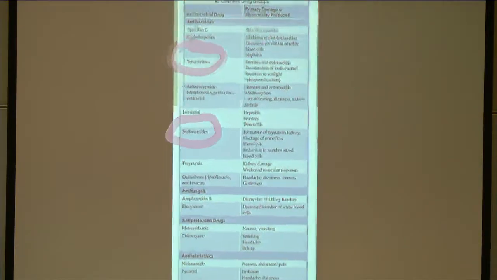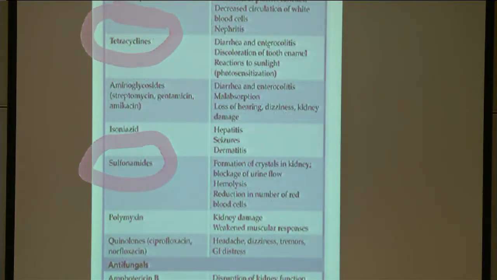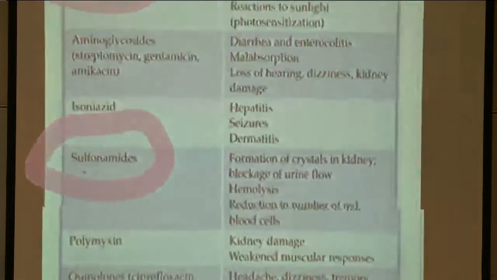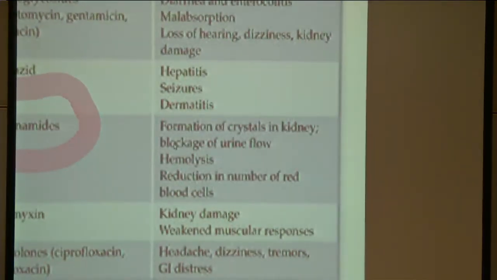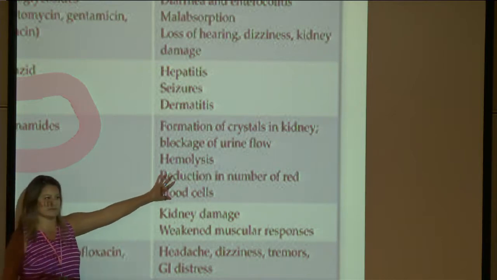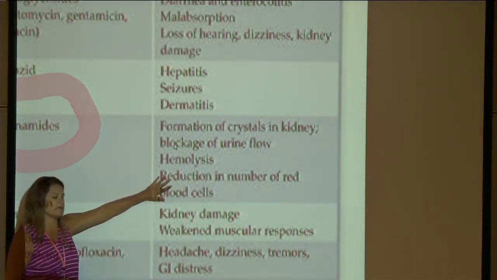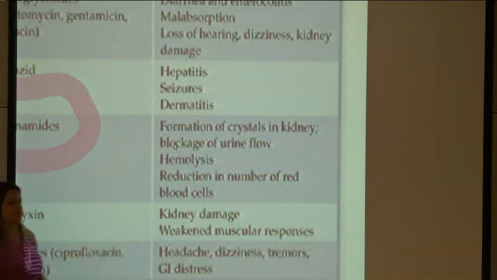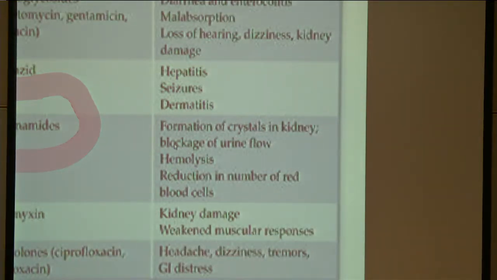Something else, and of course we can see diarrhea. It's going to affect the colon. You see that with a number of them. The sulfa drugs, you see they can affect the red blood cells. So hemolysis, they can cause some of the red blood cells to burst, and they also affect the kidneys, which you see with a lot of the antibiotics.